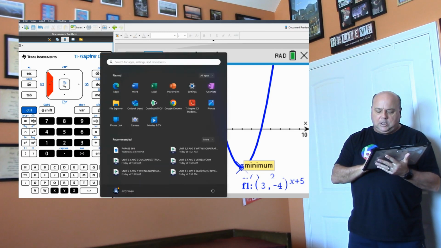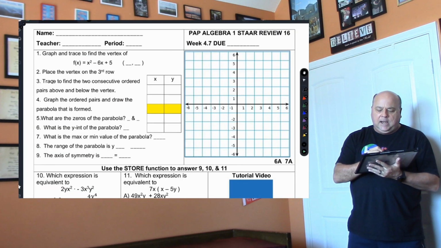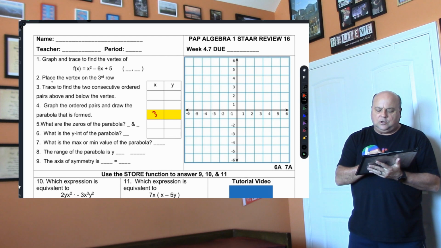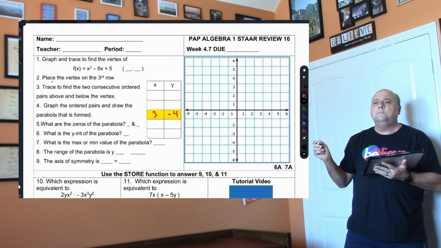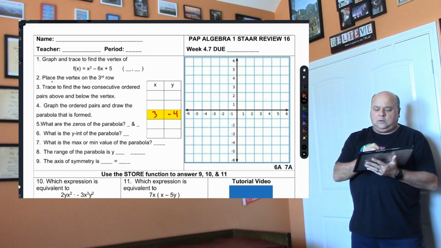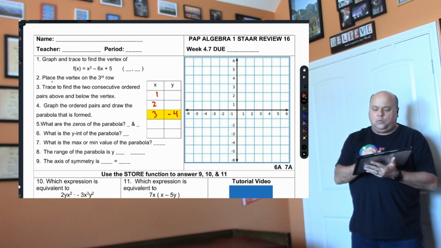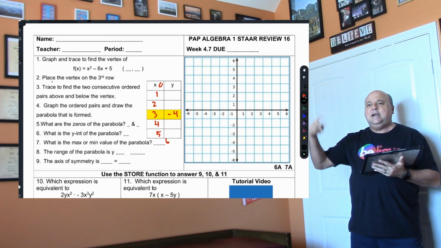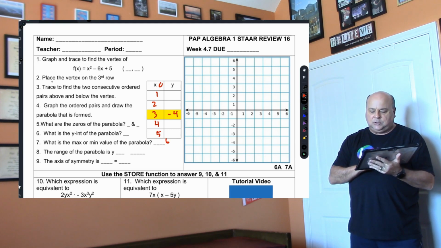Okay, so we're going to go to our paper and put 3, negative 4 right here. So 3, negative 4 would be here. And then remember, we're going to pick numbers above it. So 2, 1. Let's go ahead and put 0, 4, and 5. And we can put a 6 here, okay? Now then we're going to trace to those numbers, okay?